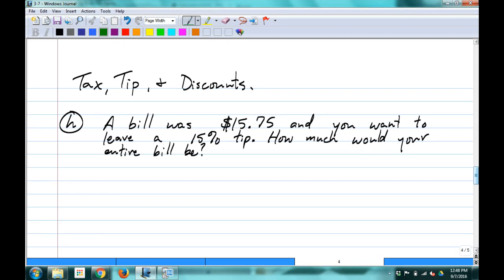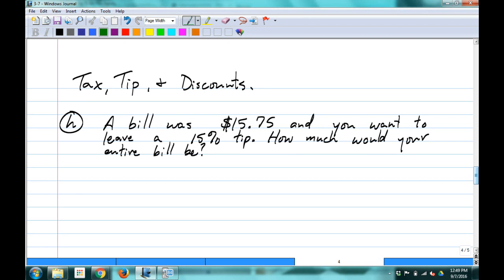It's a reduction in price. Taxes and tips are going to do what to your price? They're going to go up. They're going to be adding to your bill. All right, so let's say our bill was $15.75, and you want to leave a 15% tip, and we want to know what our entire bill would be.